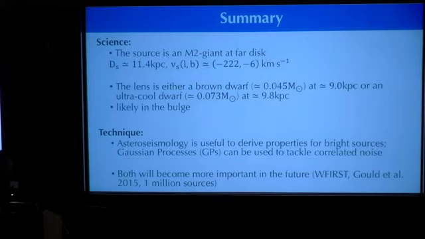I just want to end the talk by saying that asteroseismology is very useful to derive properties for bright sources, and Gaussian processes can be used to tackle intrinsic variabilities or correlated red noise, and both will become more important in the future, particularly for Roman, as Andy estimated, maybe 1 million sources will have seismology analysis results. And on that optimistic note, let me finish my talk. Thank you.